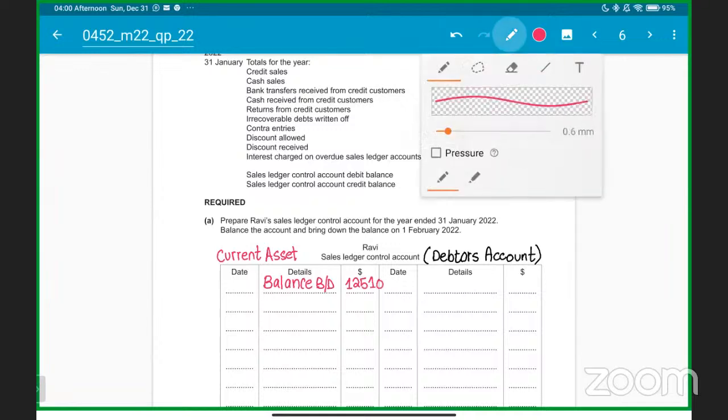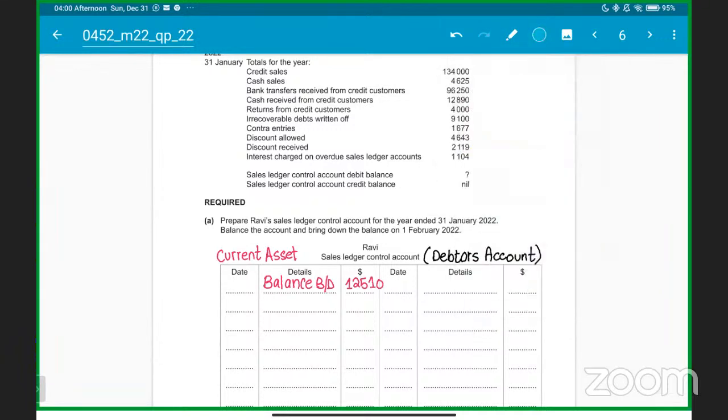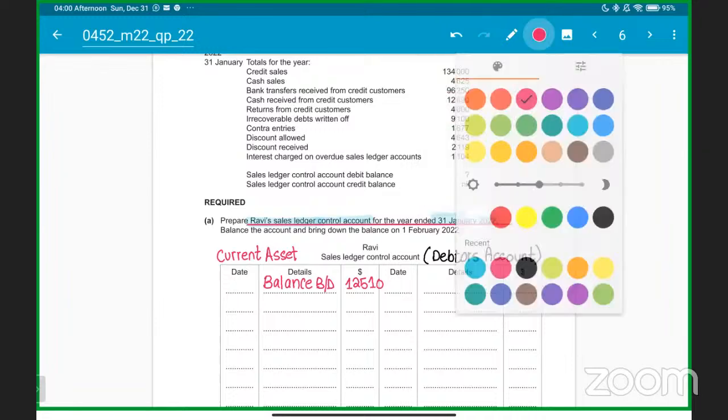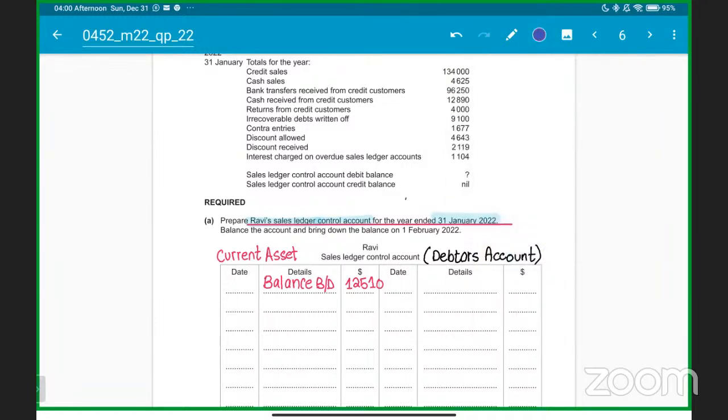Make sure you always read the requirement of the question first. We have to prepare Ravi's sales ledger control account for the year ended 31st January 2022. So the year is ending on 31st January 2022, which means we are currently in which year, students? The year starts on 1st February 2021 and ends on 31st January 2022. And we have to balance the account.